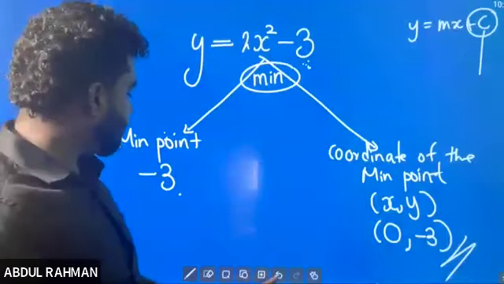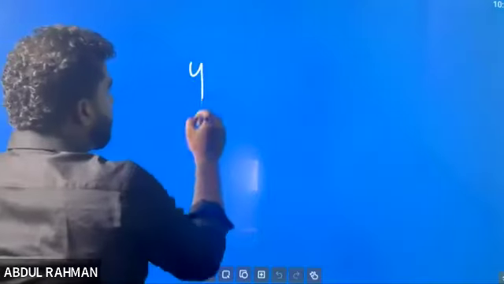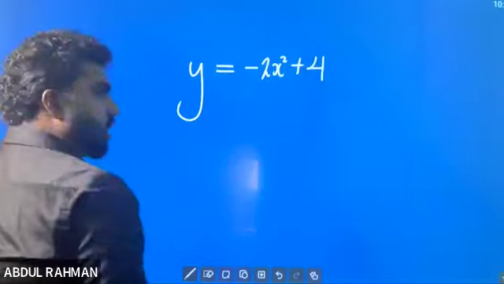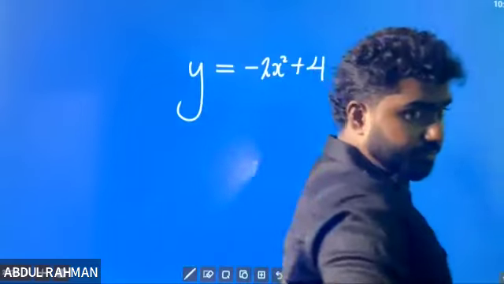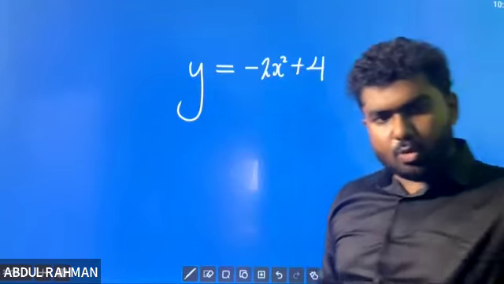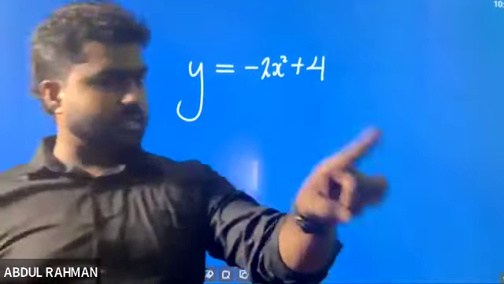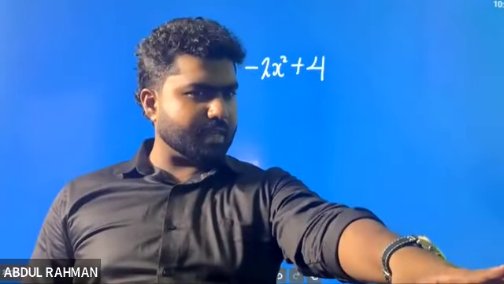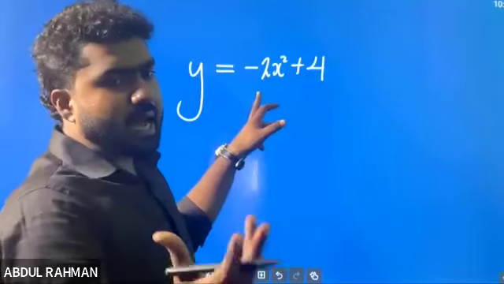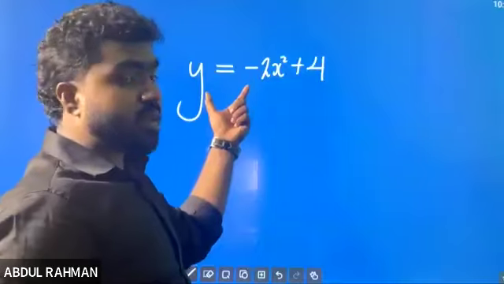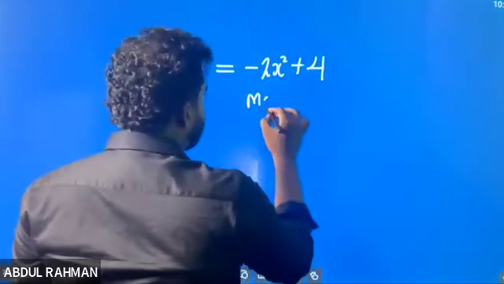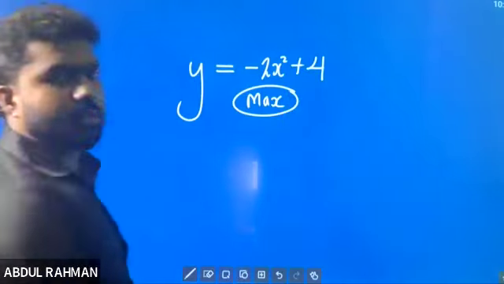Now coming to another one. y equals minus 2x squared plus 4. Is this graph a minimum or a maximum graph? Yes, you gave me the correct emoji. All of you are giving the correct answer. One person gave me the wrong answer, a heart reaction. If the coefficient of x squared is negative, that should be a maximum graph. This is a maximum graph.